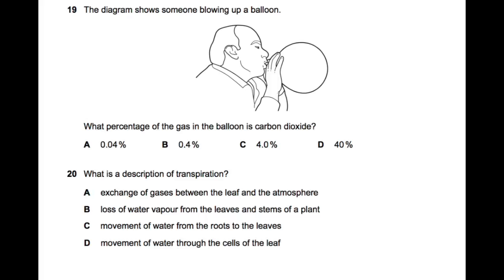Question 20. Finally, we are at the last question. What is the description of transpiration? Exchange of gases between the leaf and the atmosphere, loss of water vapor from the leaves and stems of plant, movement of water from the roots to the leaf, movement of water through the cells of the leaf. The answer is B. Transpiration, if you think of it, you must immediately know that it is the loss of water vapor from the leaves and stems of a plant.